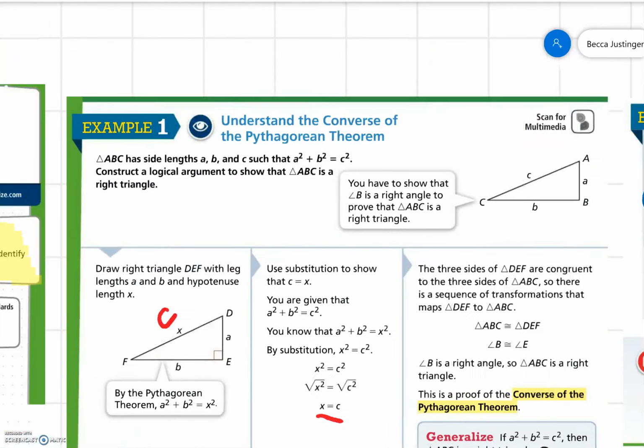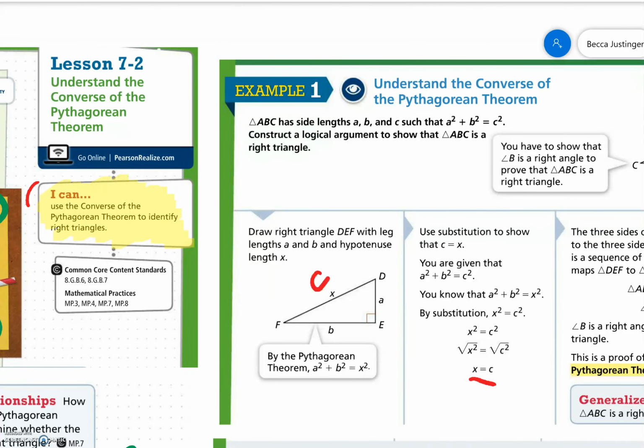All right, eighth grade, let's say it. I can use the converse of the Pythagorean theorem to identify right triangles.